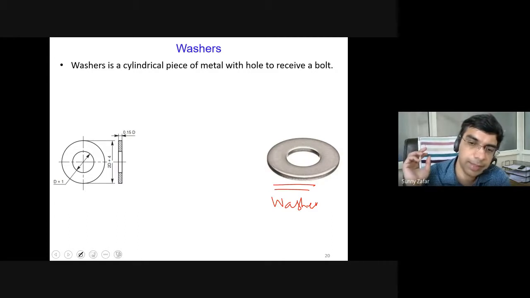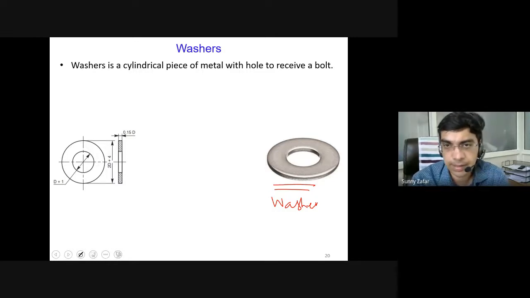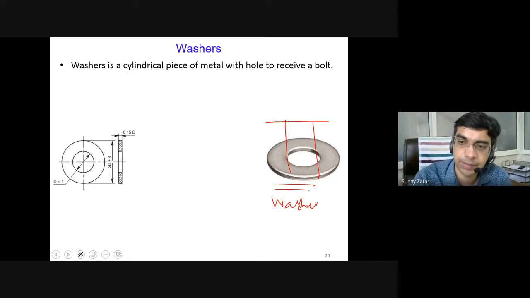Washers are generally made up of soft metals, or nowadays also made up of rubber or synthetic rubber. So this is a cylindrical piece generally made up of metal, with a hole to receive the bolt. So the bolt will pass through it first.